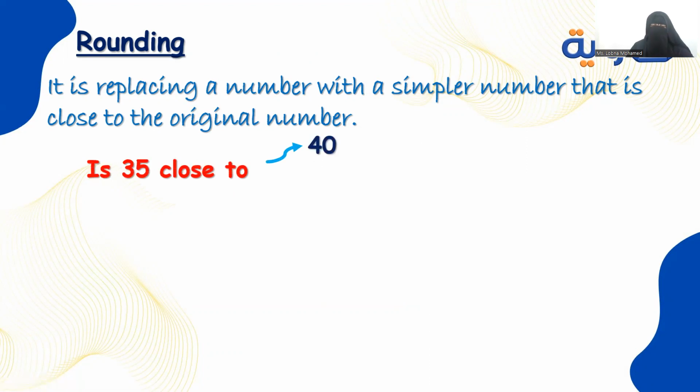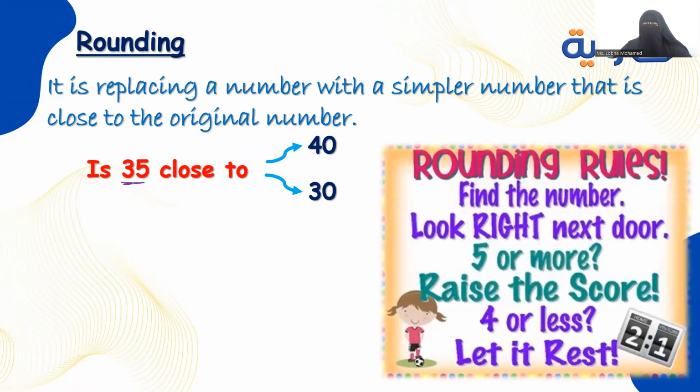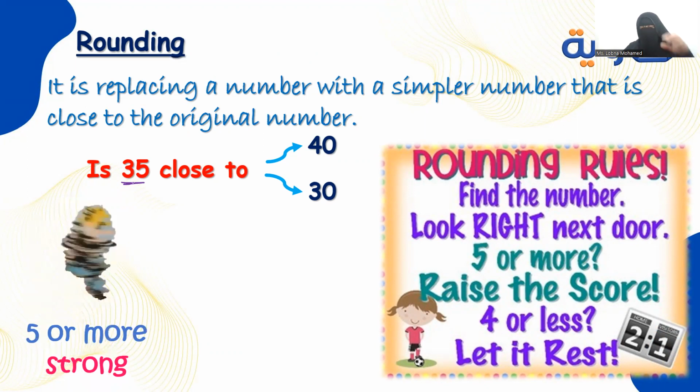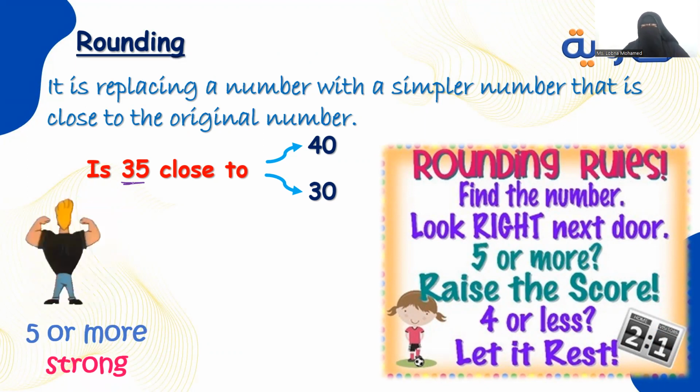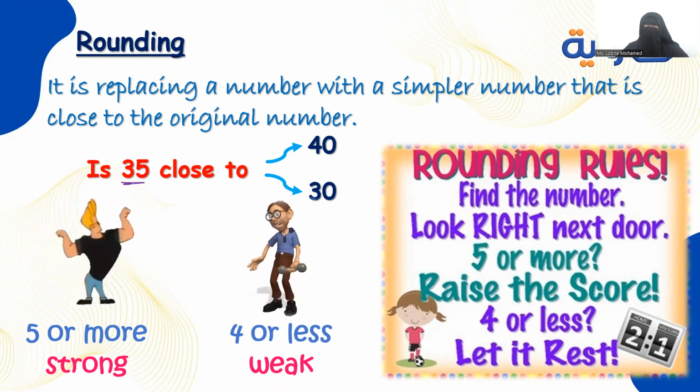But how can we do like this? For example, if you have this number 35, could you tell me, is it close to 40 or close to 30? Which one of them? Oh, we have the rules. You have to follow them to round each number. Okay, so what is this rule? At the first, you have to find your number that I asked you about. After this, look at the next door. If it's 5 or more, so it's strong, so we raise the score. But if it's 4 or less, so it's so weak. So let it rest.